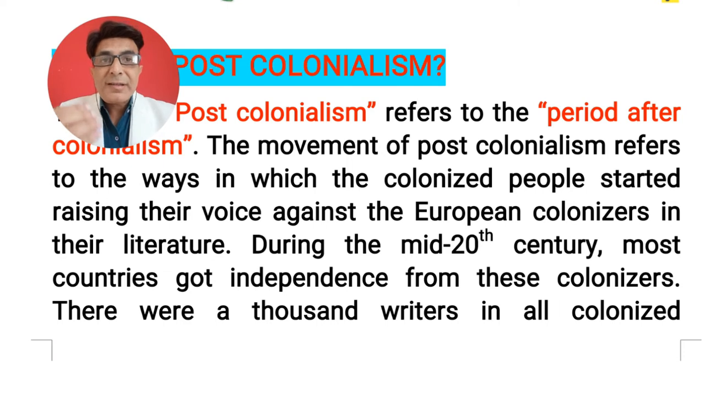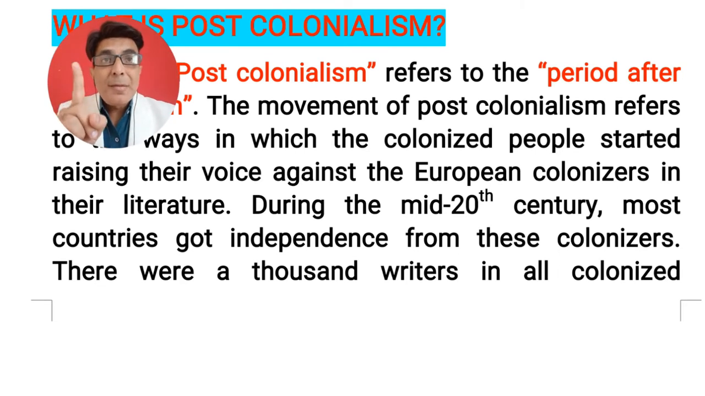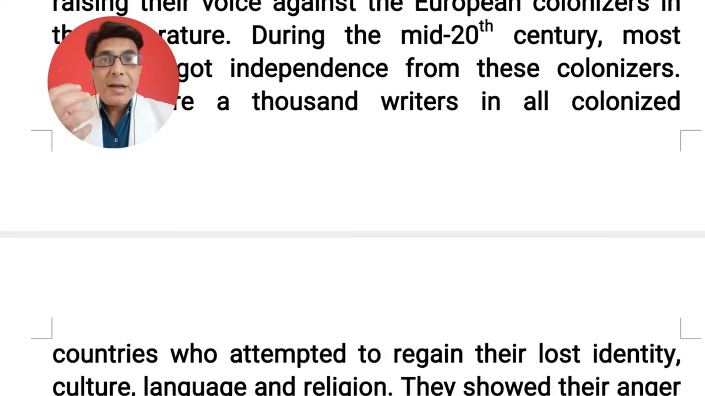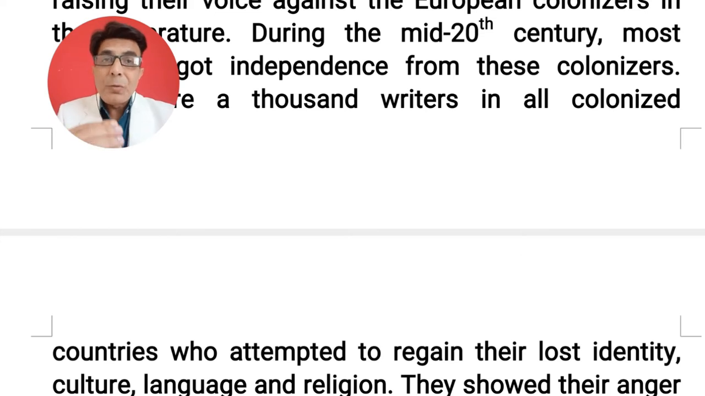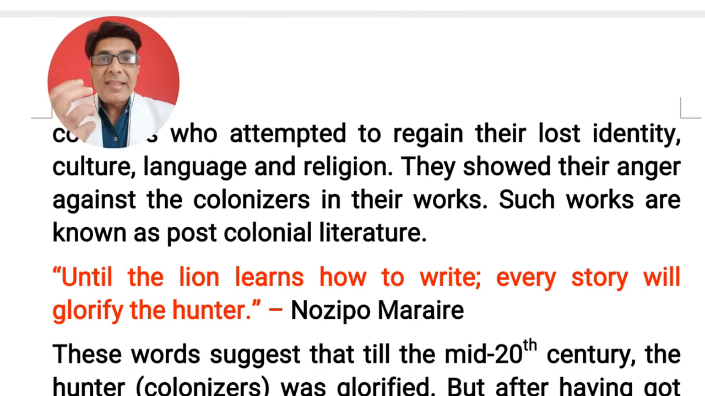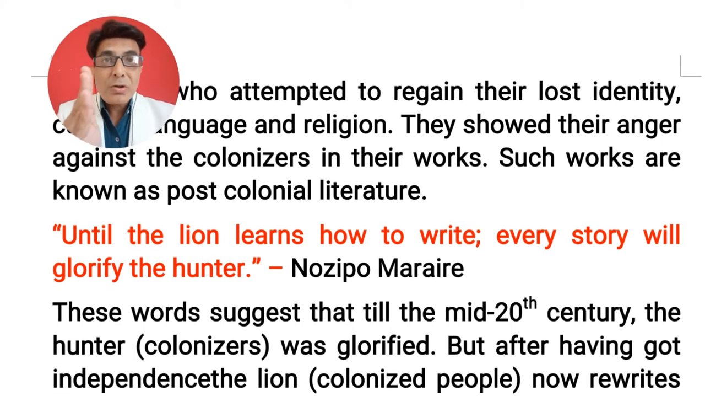So this process of raising their voice against them in literature is known as post-colonialism in literature, and this process began in the mid 20th century. After getting independence, say for example India got independence from the Britishers in 1947, after 1947 there were some hundreds of writers in India who were writing in English language. They raised their voice against those colonizers, Britishers, and that literature is known as post-colonial literature.